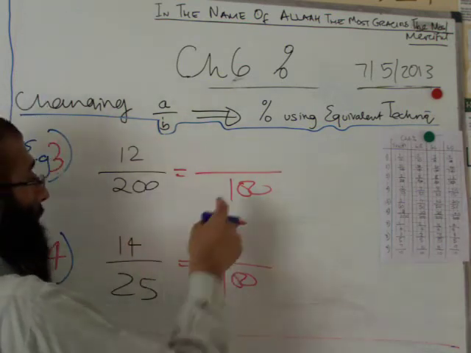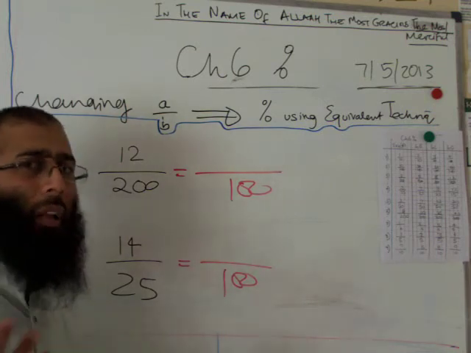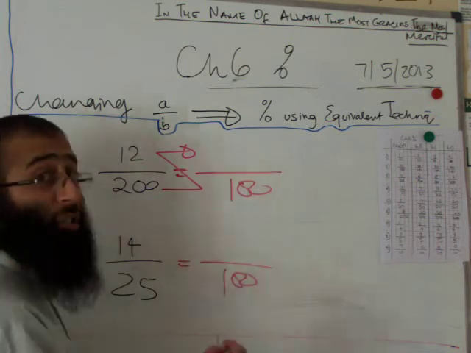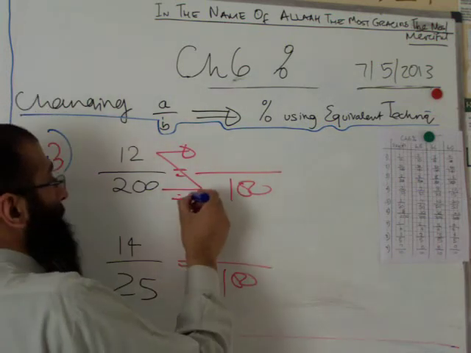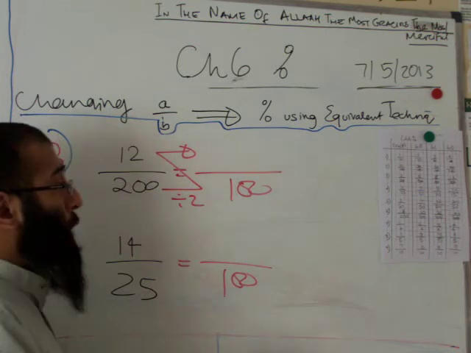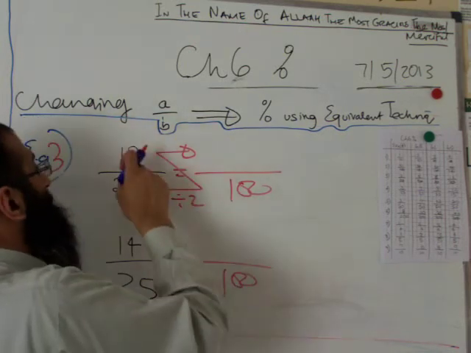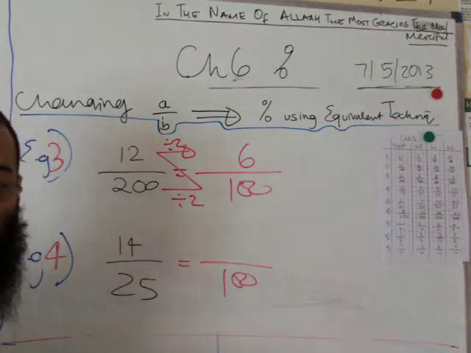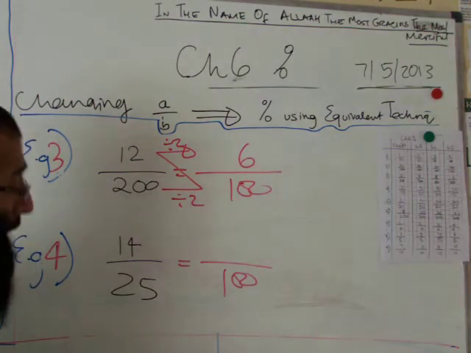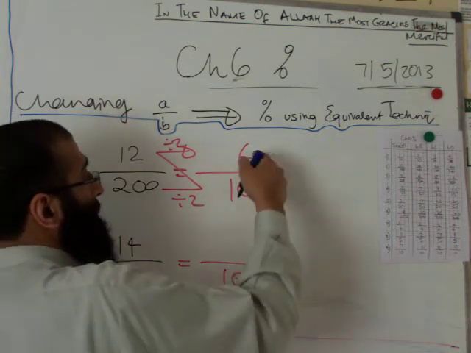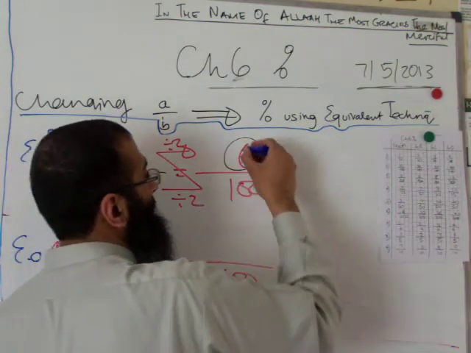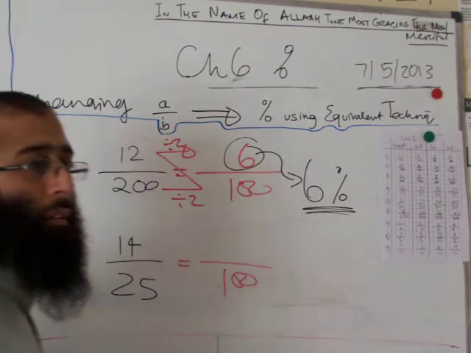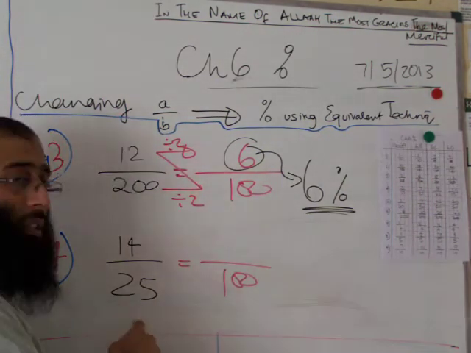So 200 to 100, you think, hang on a second, we're getting smaller, so we're not multiplying. What are we doing? We're dividing. In equivalent fractions you can divide as well. So 200 we divided by 2. If we halve 200 we get 100. So if we halve 12, what do we get? If you halve 12 we get 6. So 6 out of 100, which means 6%. That's our answer, 6%.